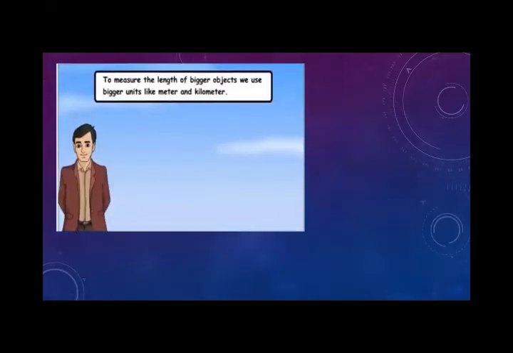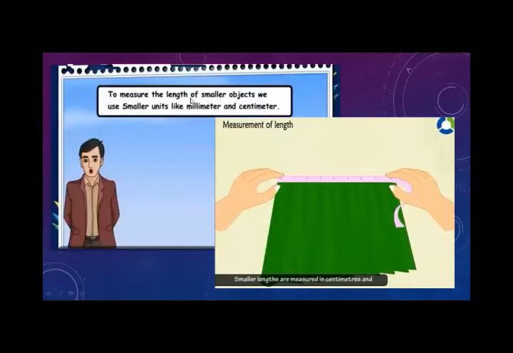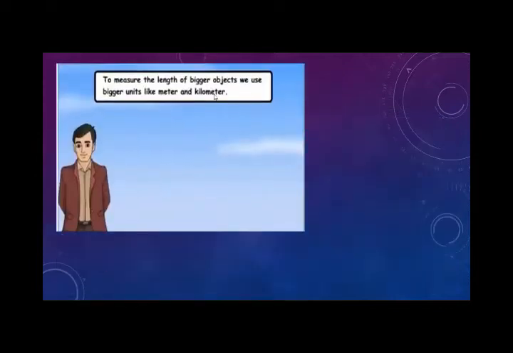Here, to measure the length of bigger objects, we use bigger units like meter and kilometer. For smaller, which units you use? Millimeter and centimeter. But for bigger objects, we use bigger units like meter and kilometer. To measure bigger objects, we use bigger units like meter and kilometer, and to measure smaller objects, we use smaller units like centimeter and millimeter.